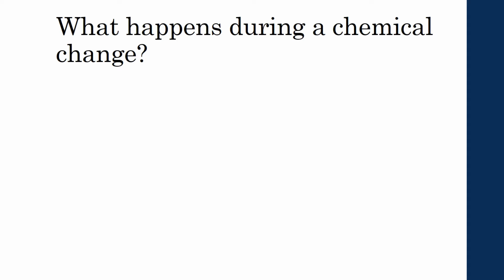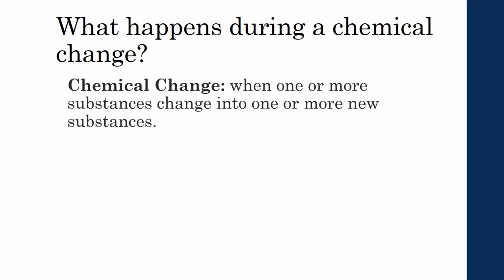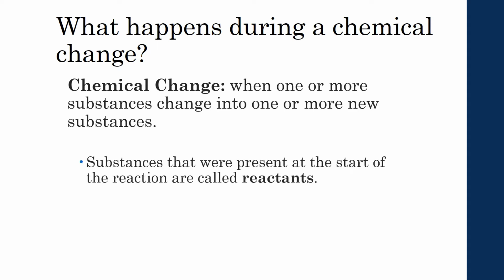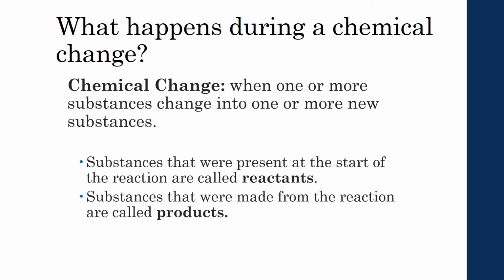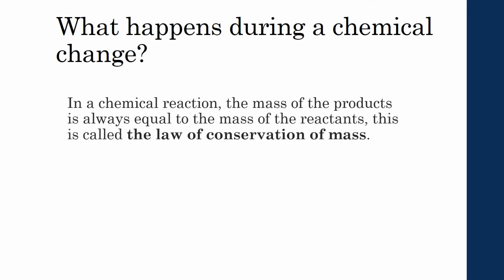During a chemical change, the substance changes into a new one. So when one or more substances change into one or more new substances. Substances that were present at the start of the reaction are called reactants, and they change into products. The new ones are products. So we go from reactants to products, and they're both different substances. In a chemical reaction, or chemical change, we can use those 2 words interchangeably.